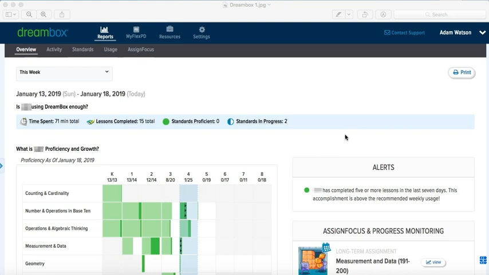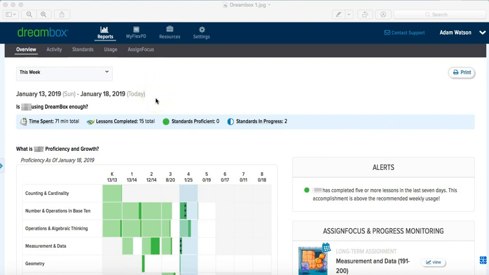And there are some points that, if you're not understanding the way that Dreambox works, could be possibly confusing. So I'm going to spend most of the time on this particular video on the first tab, which is Overview. I should point out that how I got here was I went to a class and then went to a particular student, and by default, Overview is the first tab that pops up. The next three are pretty obvious as far as what those probably cover, and I'm going to come back to Assign Focus in just a second.